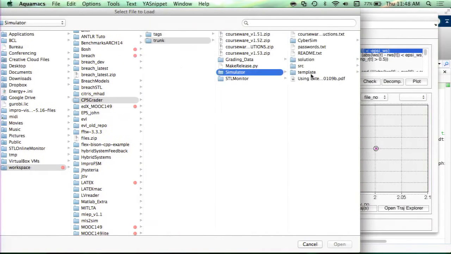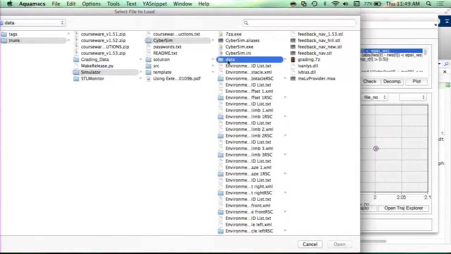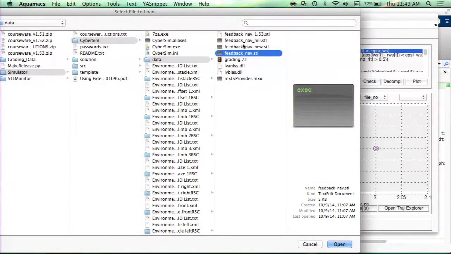So if you're curious, those test plans are located in your courseware archive or folder. You have a simulator subfolder, a CyberSim subfolder, and it goes in CyberSim/data. If you look into the subfolder data of CyberSim, you will find those STL files, feedback nav hill, etc. So let's look at this one.